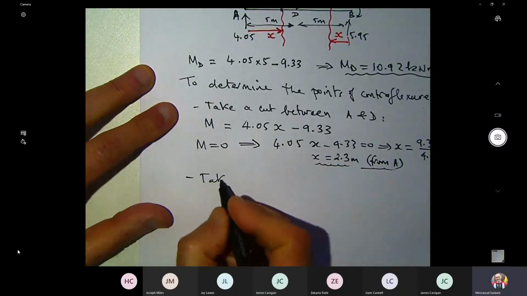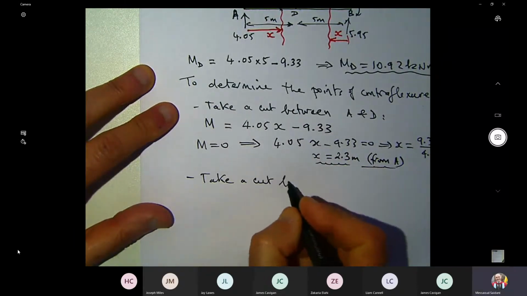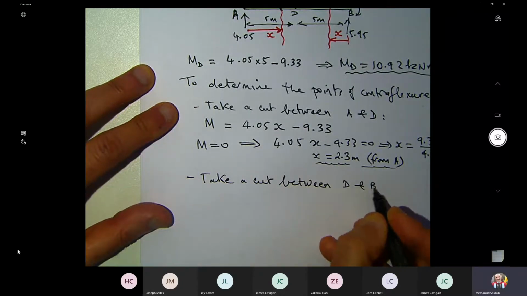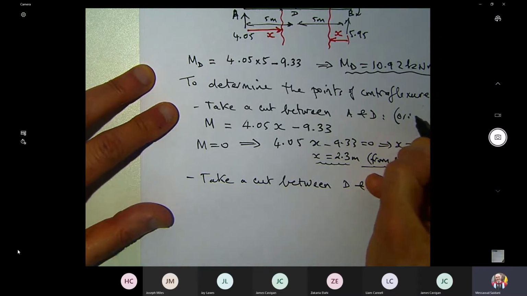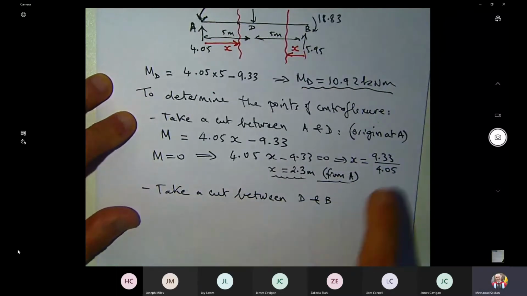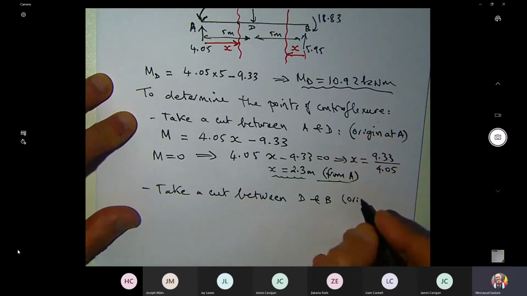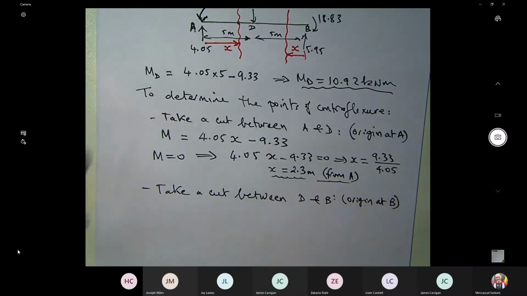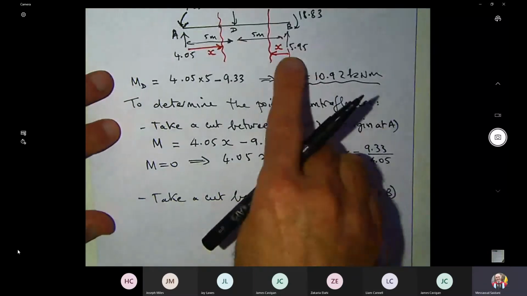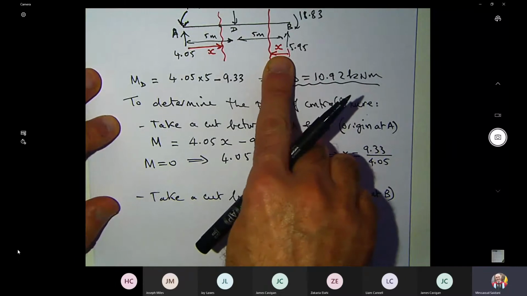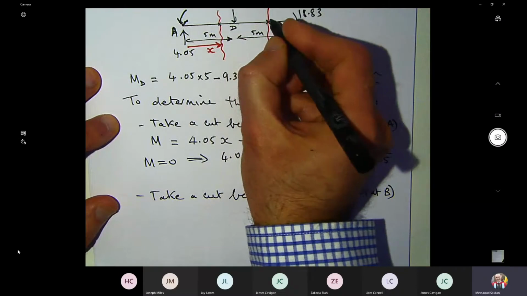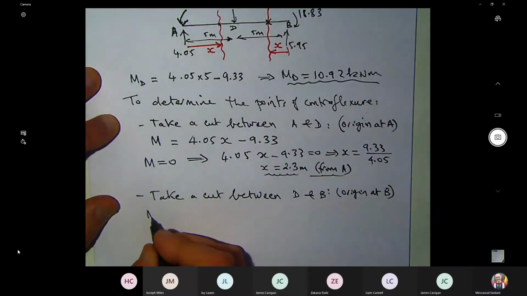So take a cut between D and B. Here, put between brackets origin at A, and here we are taking the origin at B. So we are going to repeat the same thing. Here we have taken the cut between D and B and the origin at B. I want to know what is the bending moment there at the cut.